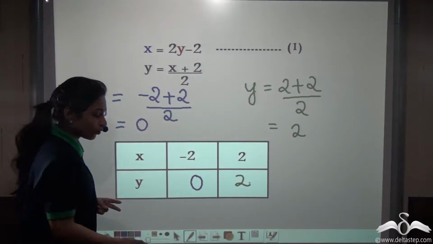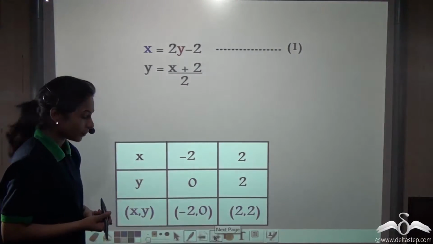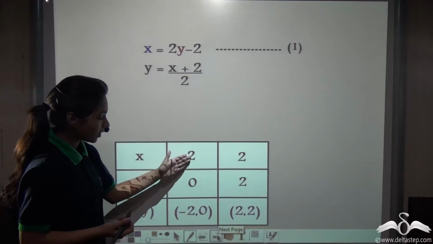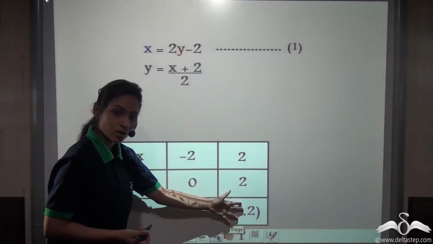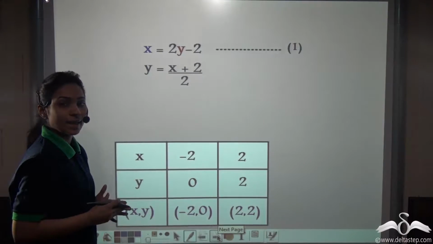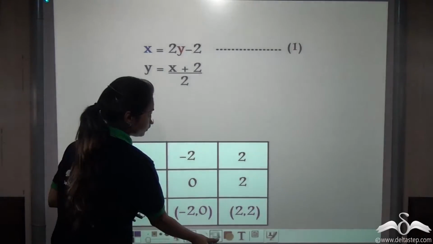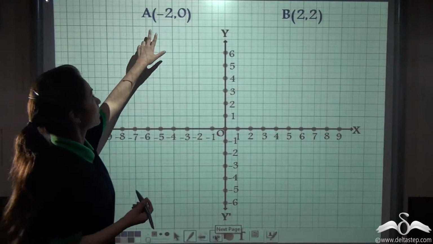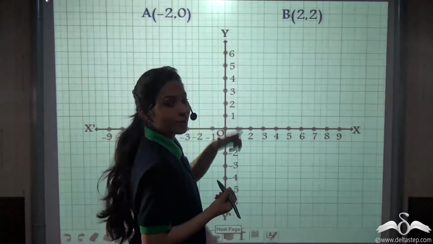So here we are having coordinates that we can plot on the graph paper, minus 2, 0 and 2, 2. So these points are enough so that we can draw any equation on the graph paper. So let us plot these on the graph paper. You can see that we have named these A and B.